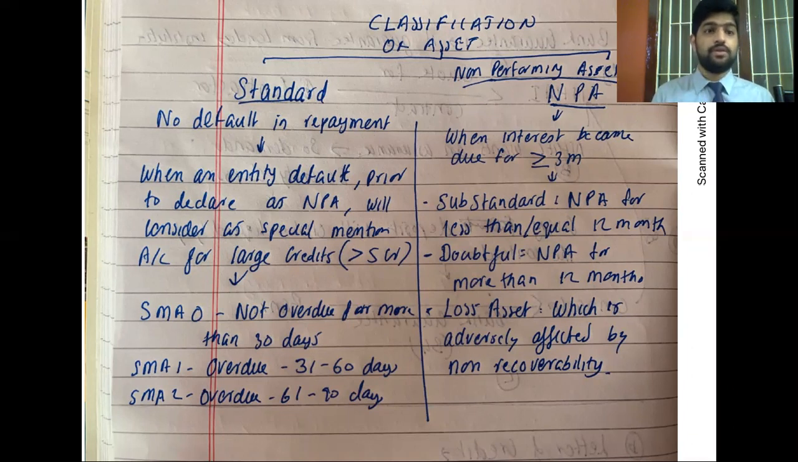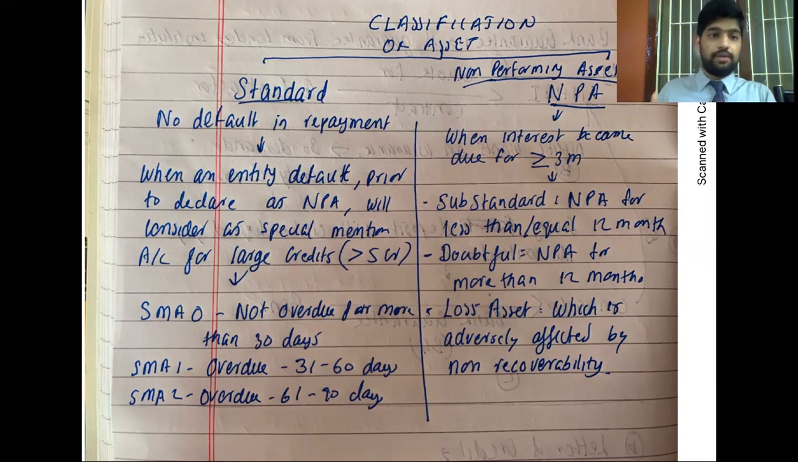So what happens when an entity defaults for 90 days or more? Then we will be classifying it as NPA, or non-performing asset. So when interest becomes due or principal becomes due for more than or equal to 3 months, then we classify it as NPA, or non-performing asset. In this NPA also, there are many classifications. NPA for the first 12 months will be classified as a substandard asset.